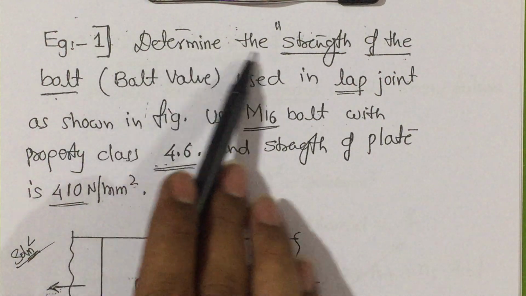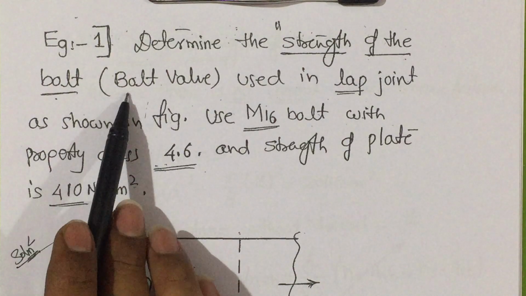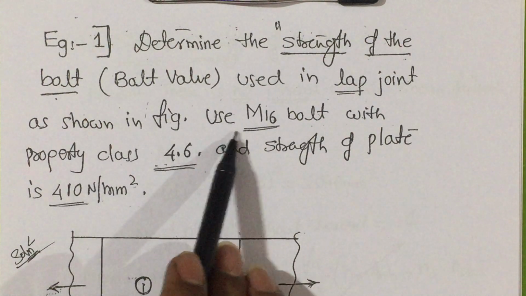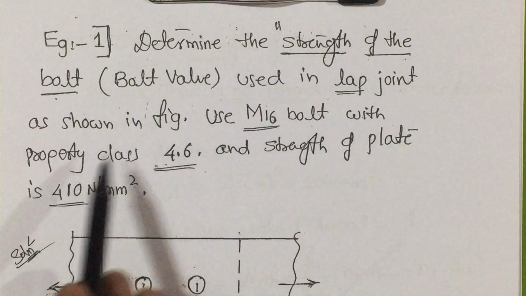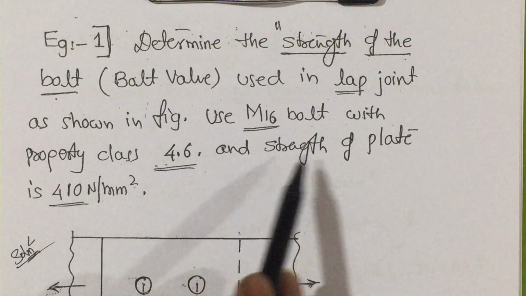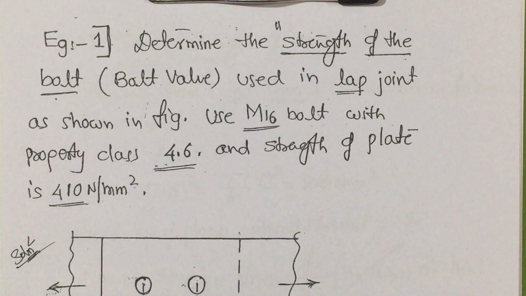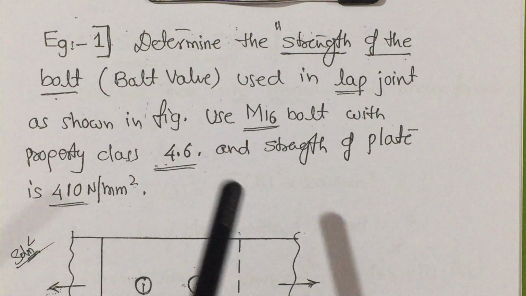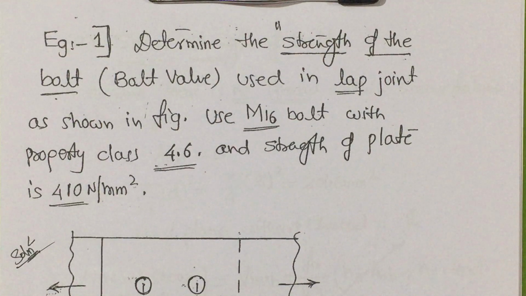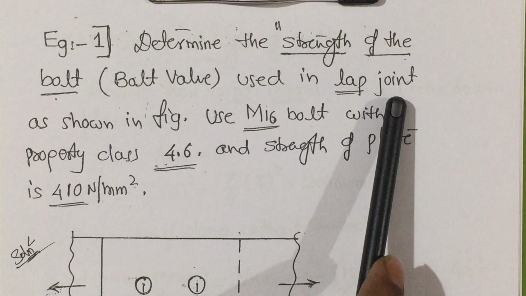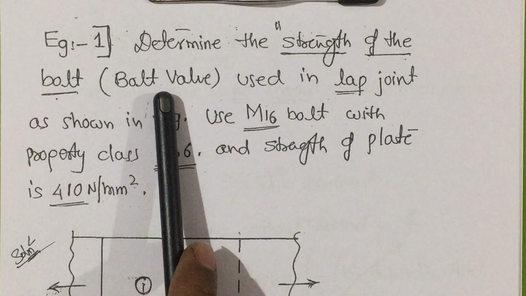Example 1. Determine the strength of the bolt or bolt value used in lap joint as shown in figure. Use M16 bolt with property class 4.6 and strength of the plate is 410 Newton per mm square. Your first step is read the problem and gather the data. Here, which type of joint is it? Lap joint. What we need to find out? Bolt value.